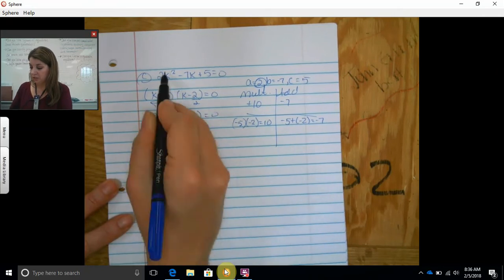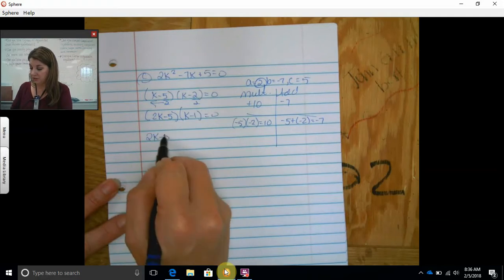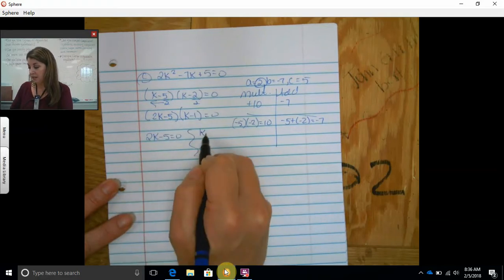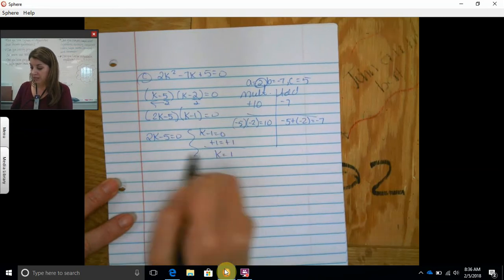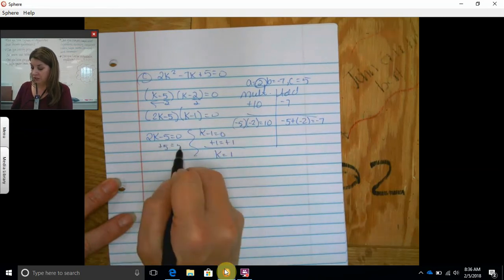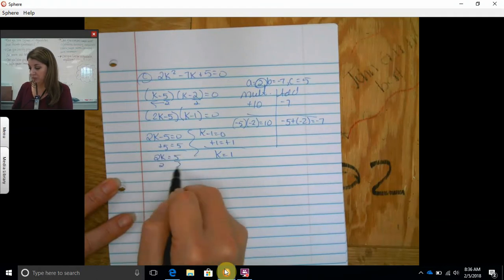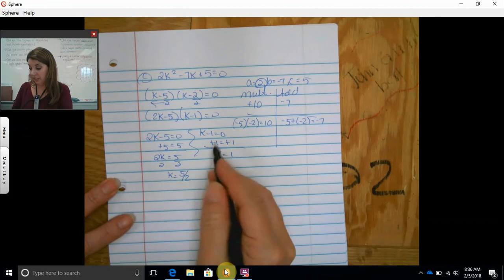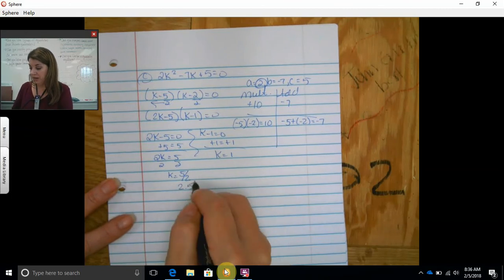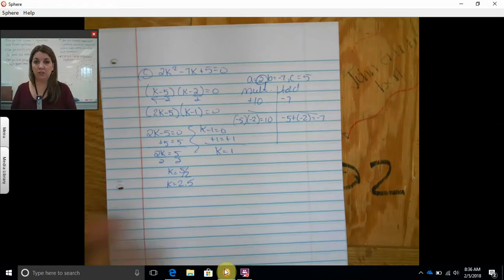2k times k is 2k squared. Negative 5 times negative 1 is positive 5. I probably factored correctly. Set each factor equal to 0 and solve for the variable. I should get 2 solutions because I have 2 degrees. So k is 5/2. Or you could say 2.5. I don't care what form you leave it in.